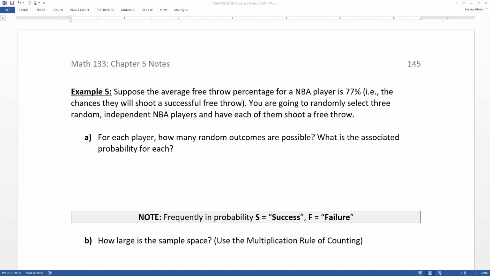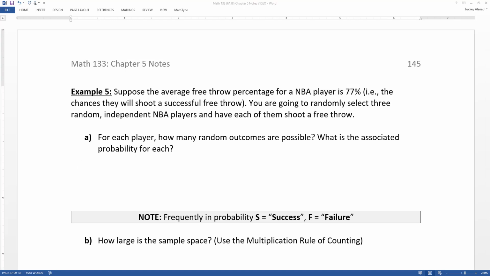Suppose the average free throw percentage for an NBA player is 77%, which is the chances they will shoot a successful free throw. That's the one where they sit at the end of the line, like somebody's fouled them, so they get to stand at the end of the line with nobody bugging them and take a shot. That's a free throw. So you're going to randomly select three random independent NBA players and have each of them shoot a free throw. All right. So for each player, how many random outcomes are possible and what is the associated probability for each? Which, by the way, this is the NBA average. I looked it up. At least it was a couple years ago.